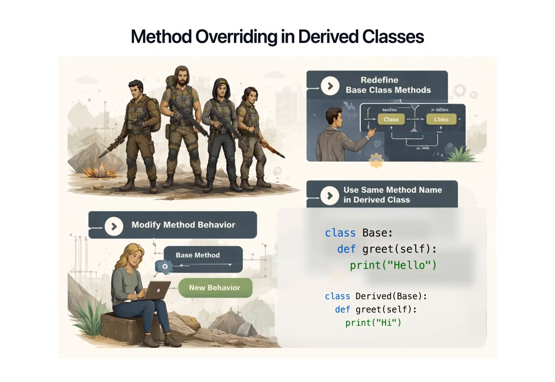Method overriding allows a derived class to redefine a method from its base class. This is useful for modifying the behavior of inherited methods while maintaining the same method name in the derived class.